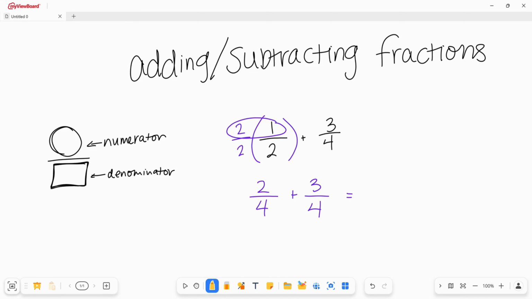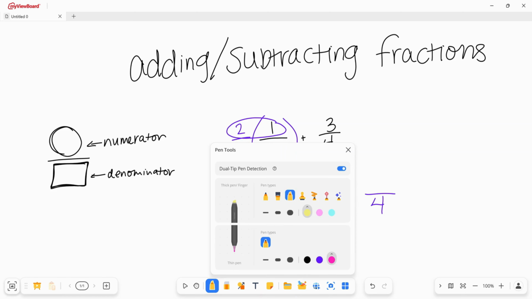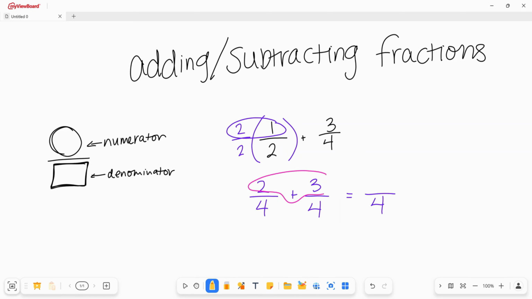Once my denominators are actually the same, the bottom stays the same. The denominator does not change. I'm just going to add the numerators of my fractions together. So 2 plus 3 gives me 5, so 5/4. Now, you could convert that from an improper fraction into a mixed number, but we're not going to be picky on that here.